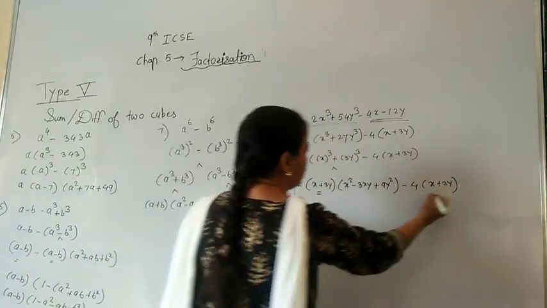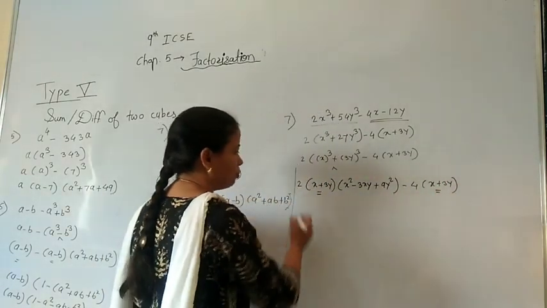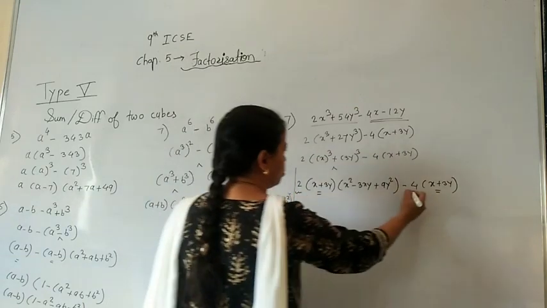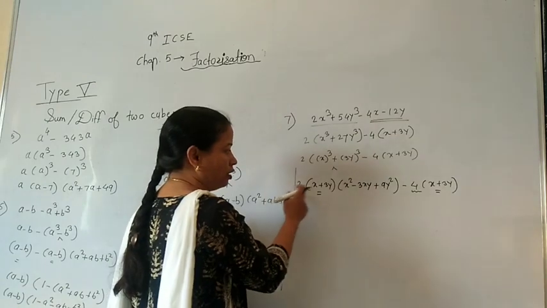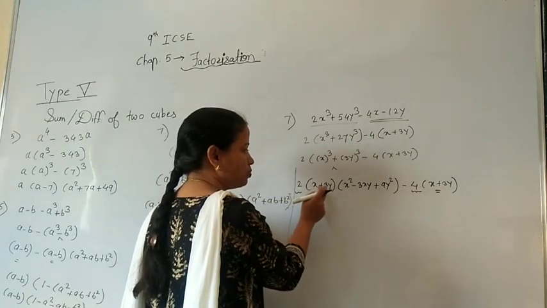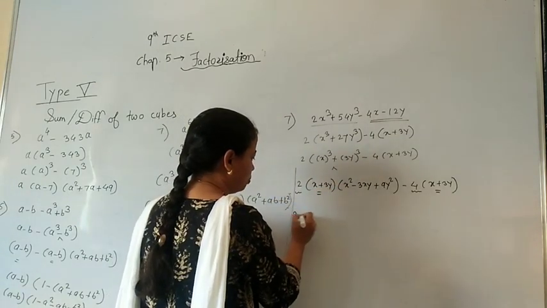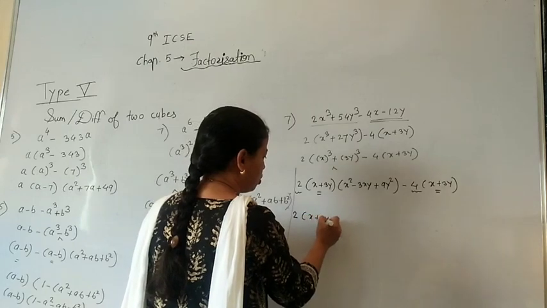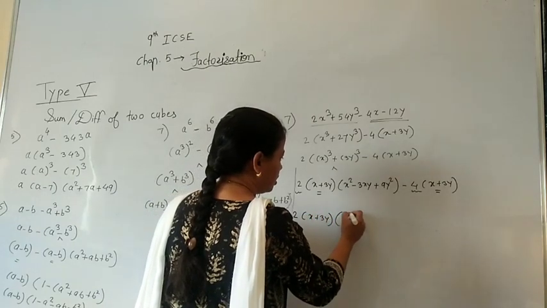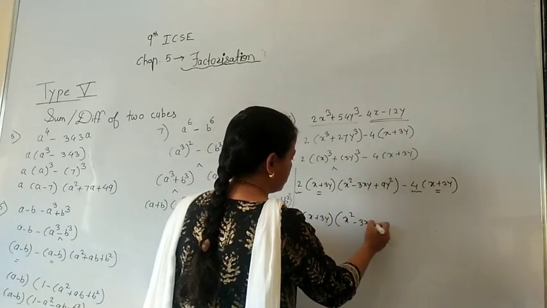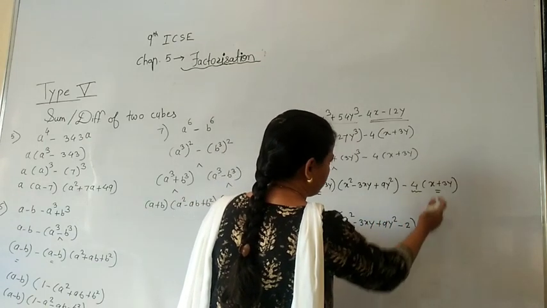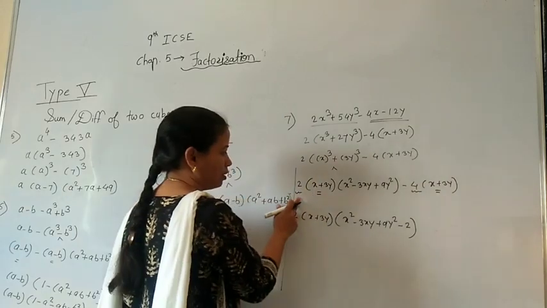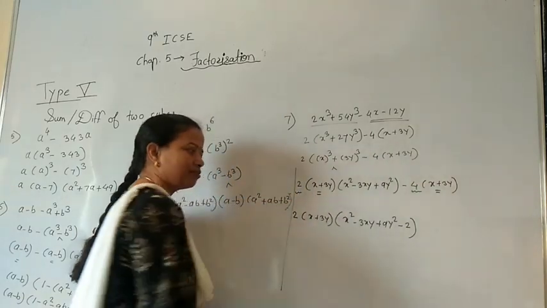Now x plus 3y we are going to take common, as well as 2 and here 4. Means from the number we are taking 2 as common, and from the bracket we are taking x plus 3y as common. So 2 and x plus 3y common. So what is left out? x square minus 3xy plus 9y square minus 2. Because this we take common. So this is your answer.